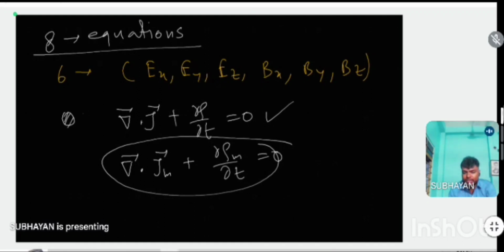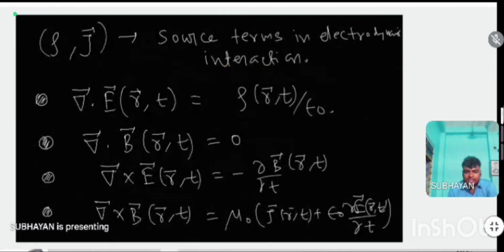Amongst them, this is known as the continuity equation, and the other is obvious because Jm and rho m are already absent in the equation. So these are constant, you can say. So this is 0. So this is the primary introduction of the basic laws of electrodynamics, namely the Maxwell equations.